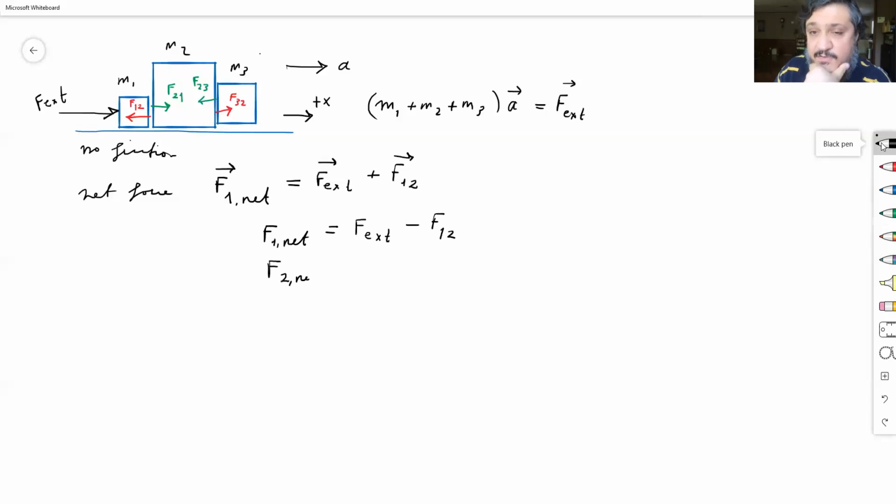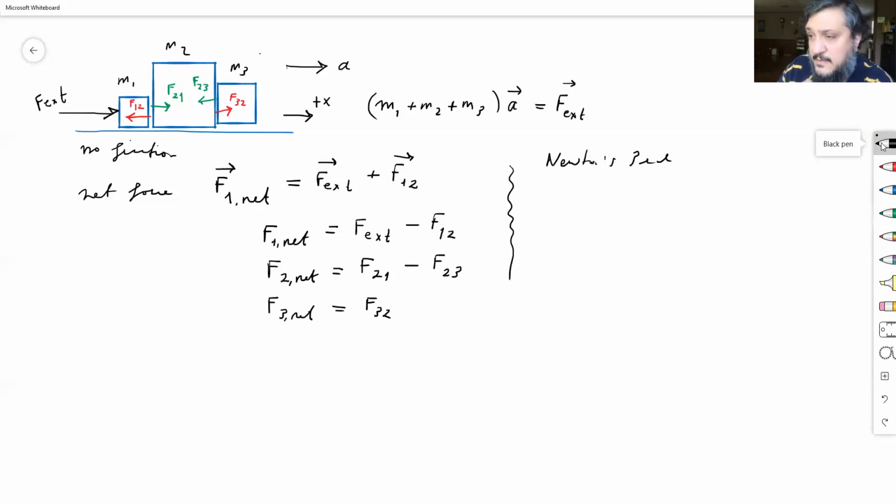F2 net would be equal to, F21 is pushing it to the right, and F23 to the left. Similarly, the net force on the third object will be equal to just F32. And now remember Newton's third law, action-reaction pair. If you have two objects in contact, they exert equal and opposite forces on each other.